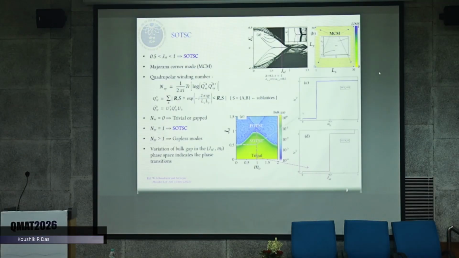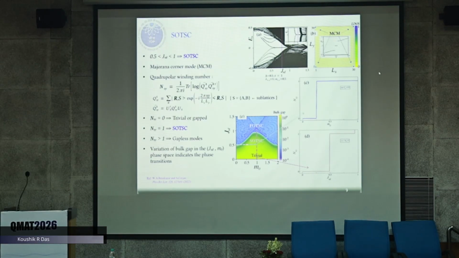And if we plot the LDOS at zero energy, we can see the Majorana corner modes as seen from panel B. So due to the chiral symmetry, the quadrupolar winding number can be calculated in this form. For nxy equal to 0, it is trivial or gapped. For nxy equal to 1, it is the second order topological phase, as you can see from panels C and D with varying m0 and JSD values. And for nxy greater than 1, it indicates gapless modes. So nxy equal to 1 is what indicates the second order phase.